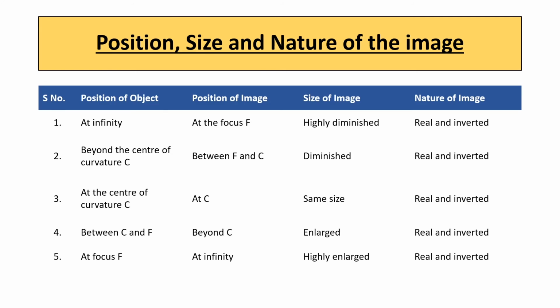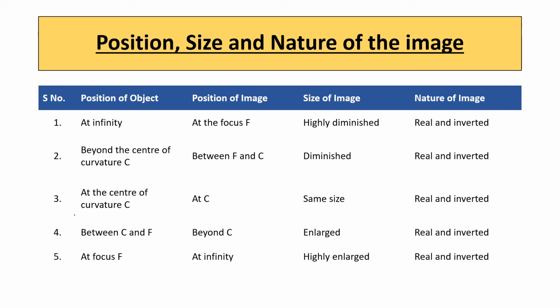Let us summarize the position, size and nature of the image. When the object is at infinity, the image is at the focus. And when the object is at focus, the image is at infinity. Here it is highly diminished as the object is at infinity, it is far away. Therefore, it is highly diminished. Whereas at focus, focus means closer to the mirror. The image is highly enlarged. In both these cases, the nature is real and inverted.